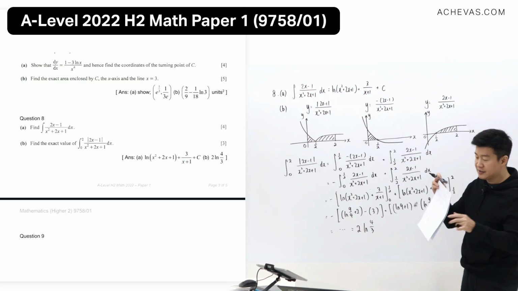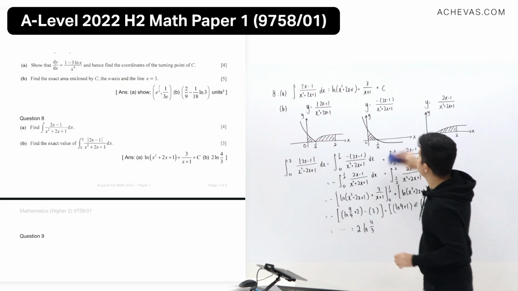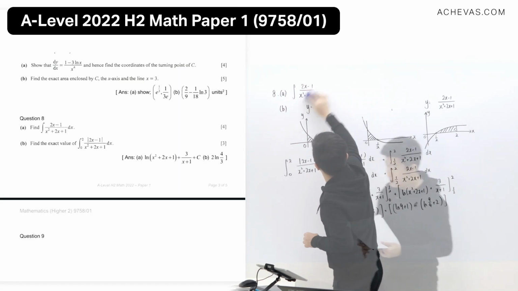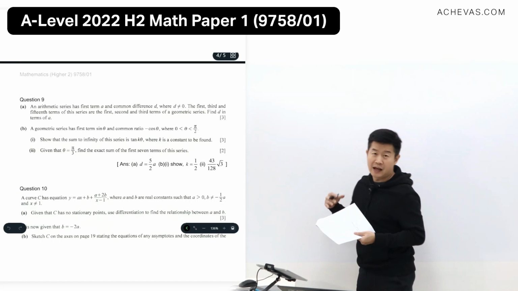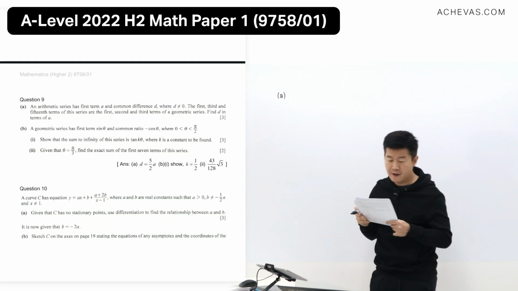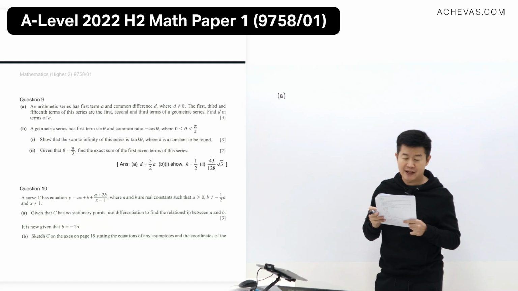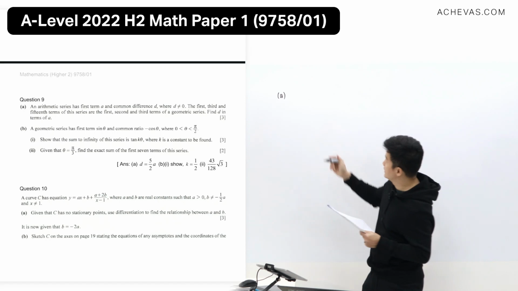Let's move on. Let's take a look at question number 9. Okay, let's take a look at question number 9. It is an APGP question. Question number 9A, we are given that for this arithmetic series, the first term is A and the common difference is D. And we are going to be comparing terms of this arithmetic series to terms of a geometric series.